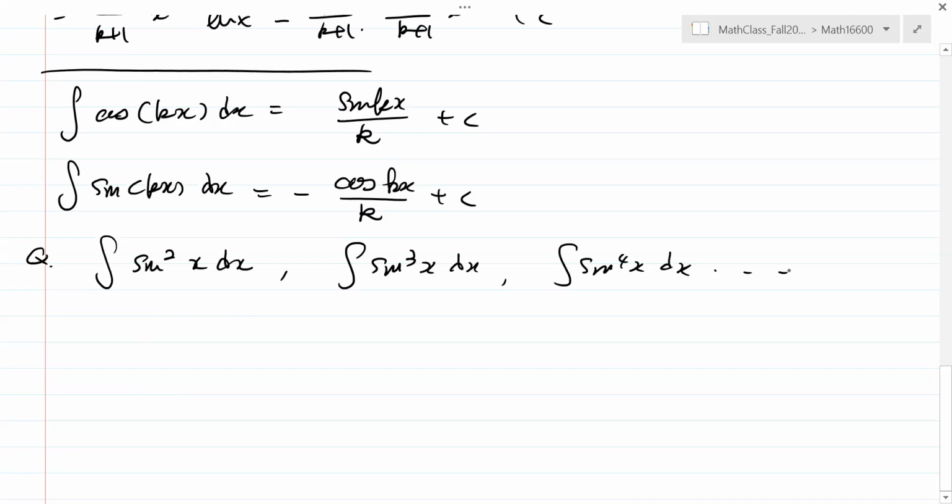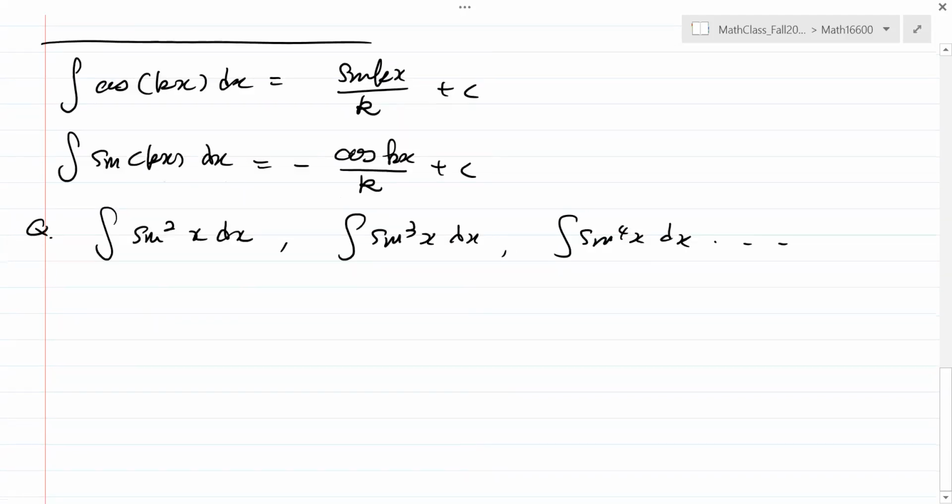So let's do the first one. It's sine squared x. I don't have a direct formula to get the antiderivative of this function. So what I'm going to do is change the square to a linear combination of some trigonometric functions. Then I can evaluate the integral.